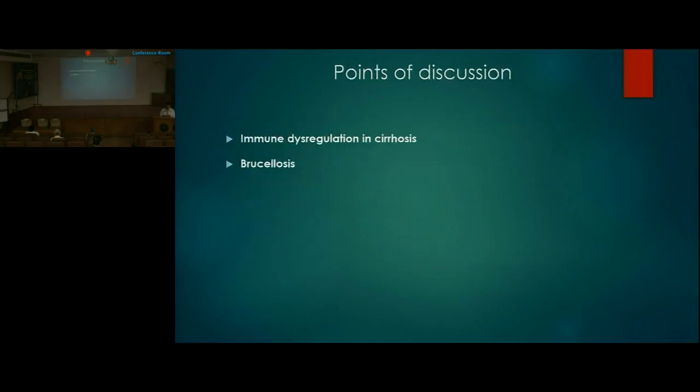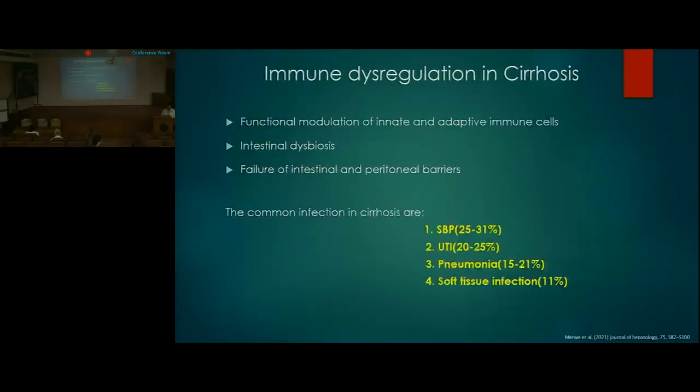So the points of discussion are immune dysregulation in cirrhosis and brucellosis. The 3 common mechanisms of immune dysregulation in cirrhosis are functional modulation of the innate and adaptive immune cells due to the prolonged inflammation seen in patients with cirrhosis, intestinal dysbiosis, and the failure of intestinal and peritoneal barriers. The common infections in patients with cirrhosis are spontaneous bacterial peritonitis, followed by urinary tract infection, pneumonia, and soft tissue infections.